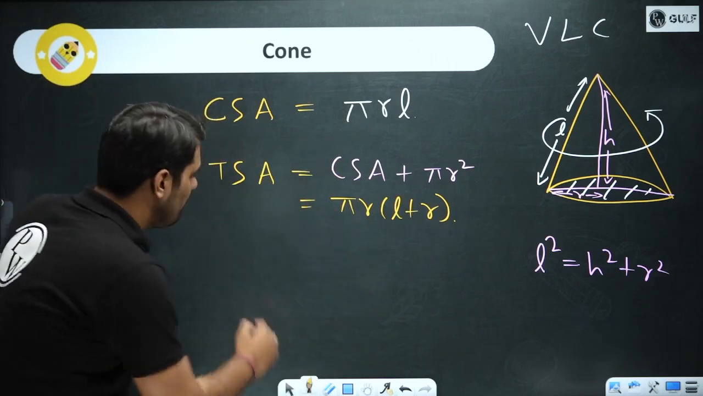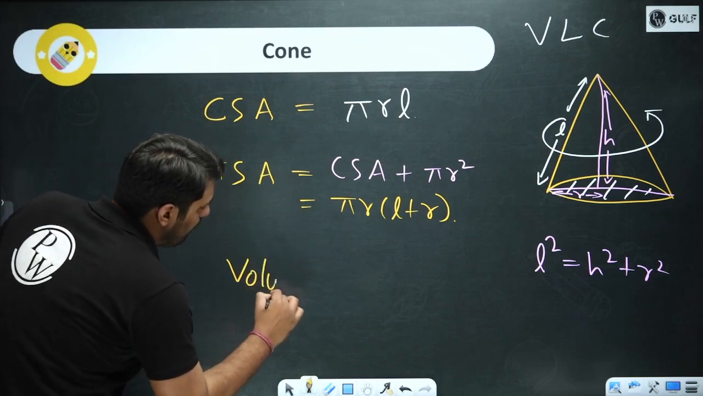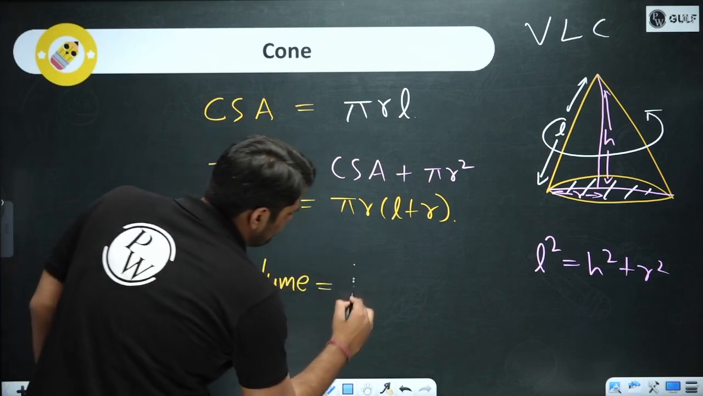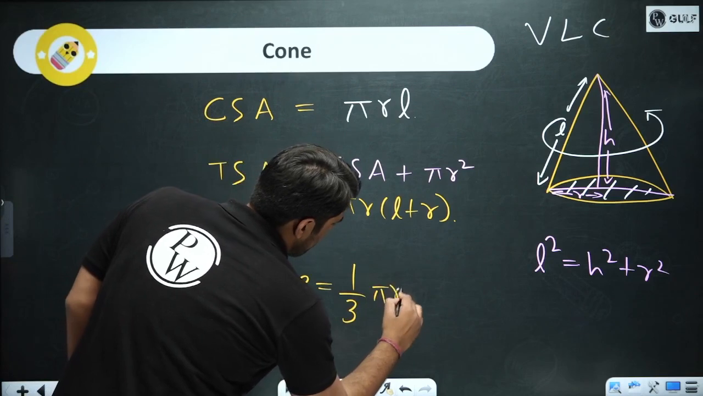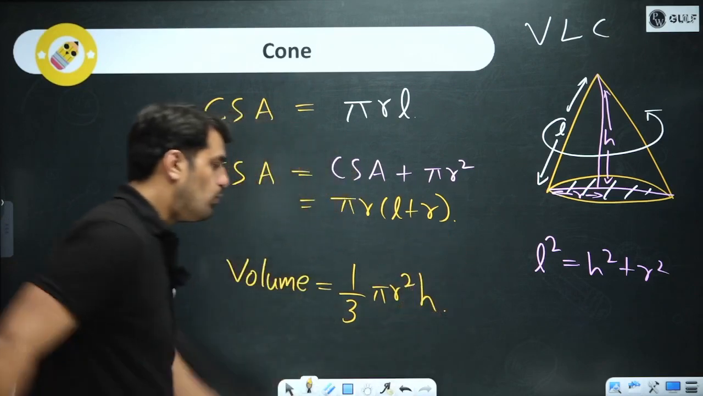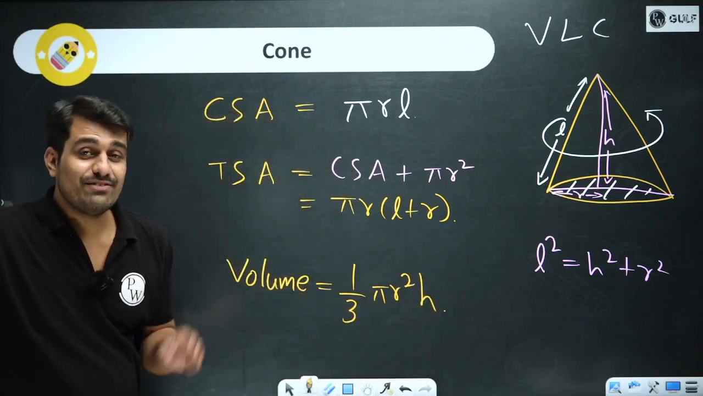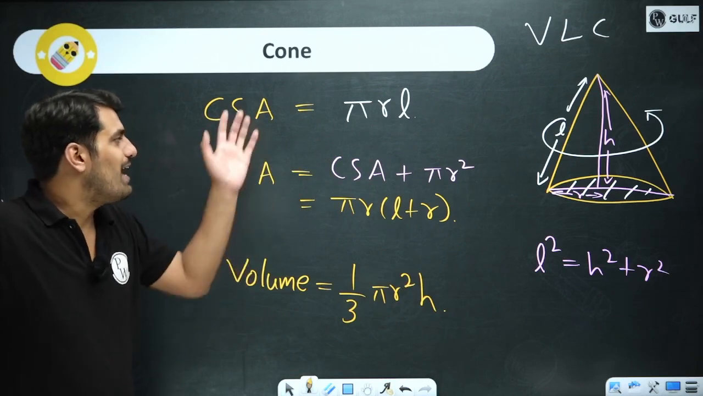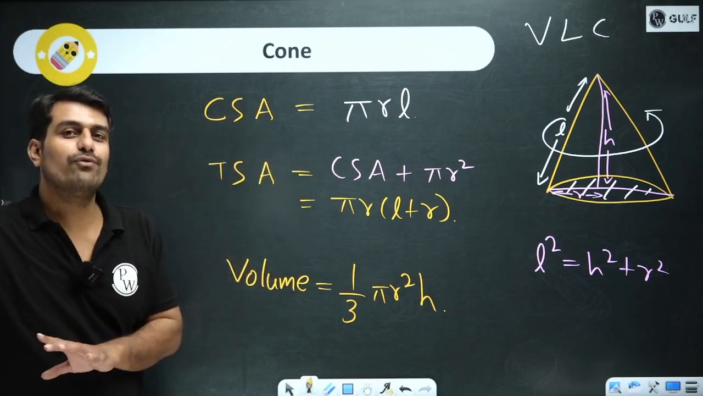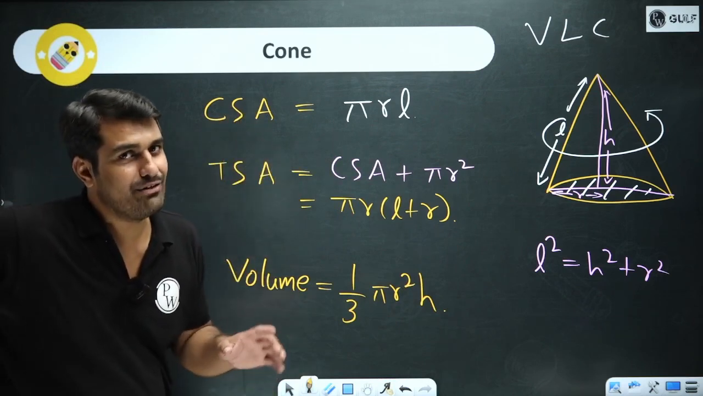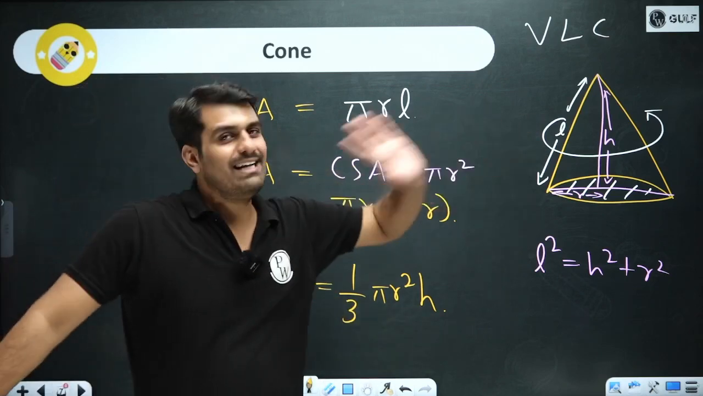The final thing will be the volume in this case, and the volume will be 1/3 of whatever the volume of the cylinder is, which is pi r square h. So here we have the three important formulas for the case of cone. I have given you examples of the cone and the understanding of the difference between L and H and everything.